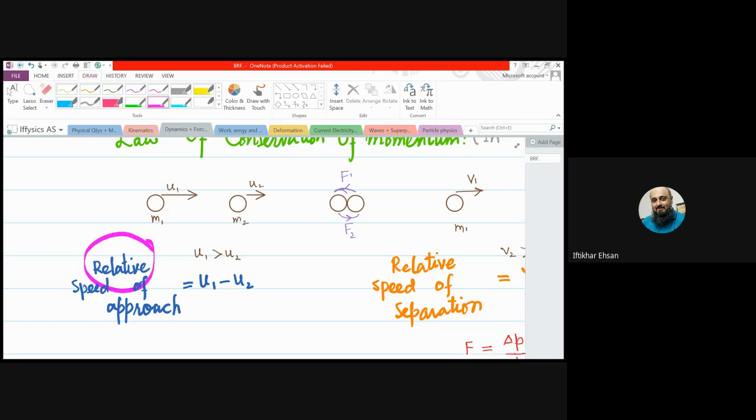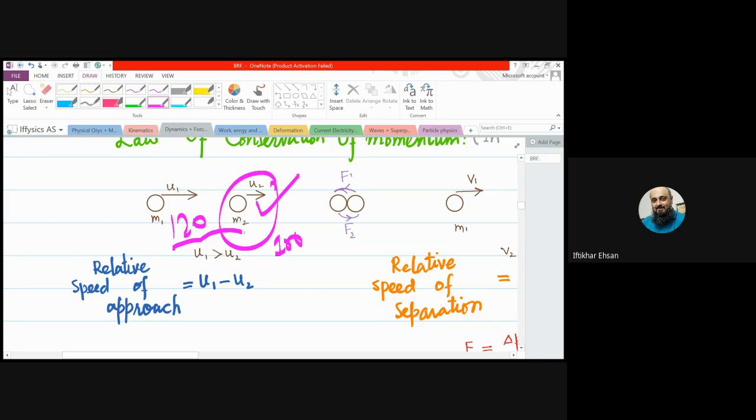Here it is relative speed. Beta, this object was moving at 100 and this was moving at 120. But for this object, its speed will be felt like only 20, that the object will be getting closer with a speed of 20, which is equal to the difference of both speeds. That is called relative speed of approach.